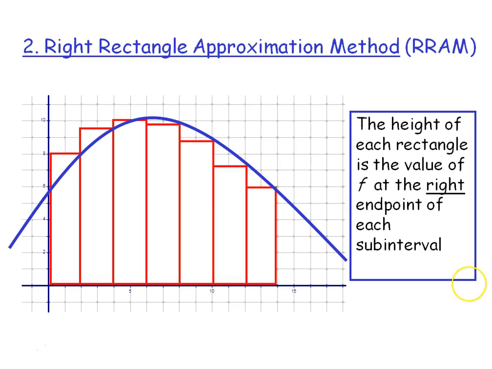So you notice that x equals 0 will not be used in the approximation, but x equals 14, that right-hand corner of your rectangle, touches your curve, so that will be used in our approximation. So x equals 0 will not be used in an RRAM, but x equals 14 will be used.